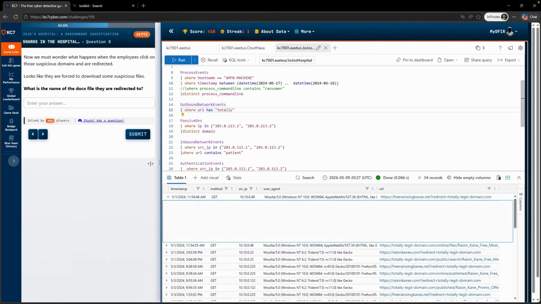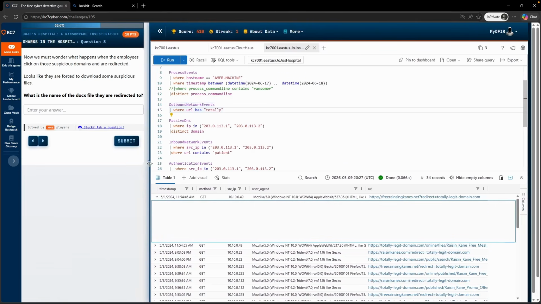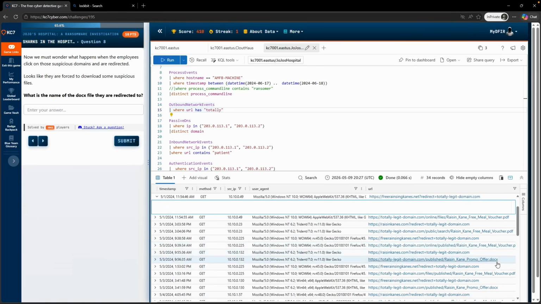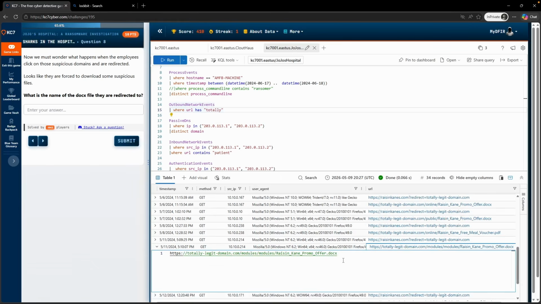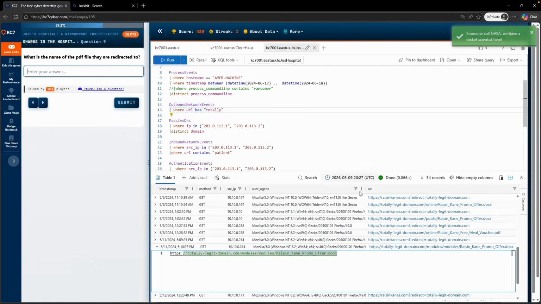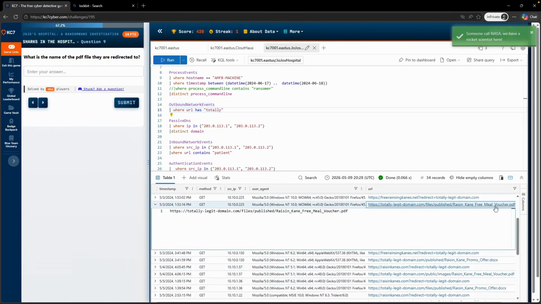What I'll do is move this just a bit and we'll expand the URL column and take a look. We have voucher.pdf. There is a Raising Cane promo offer.docx, and I believe that's about it. So I am going to go with the Raising Cane promo offer.docx as my answer to this question. What is the name of the PDF file? That we just saw right here, Raising Cane free meal voucher.pdf.